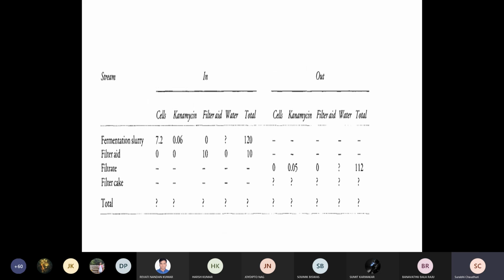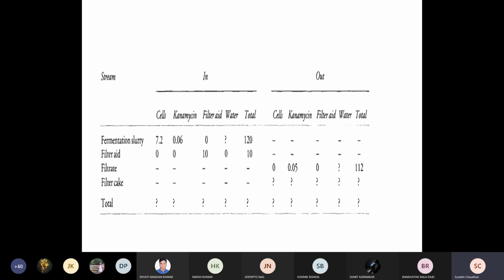Now we have made a table like this, a table of in and out. And we are calculating how much cells, kanamycin, filter aid and water is there in fermentation slurry, filter aid, filtrate and filter cake. So while coming in, filtrate and filter cake will be 0, and while going out, fermentation slurry and filter aid will be 0.